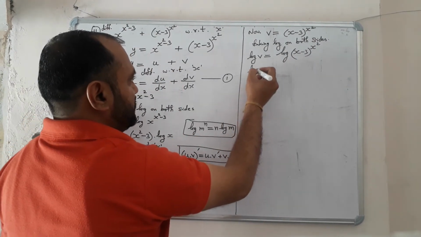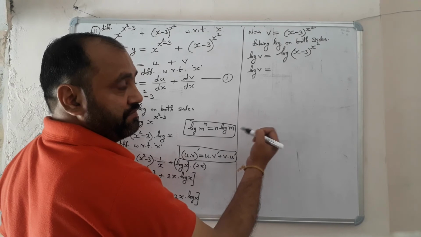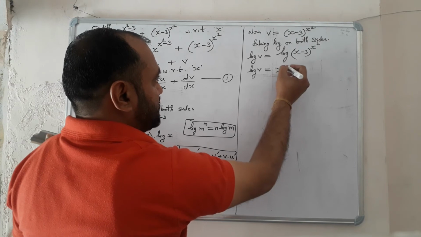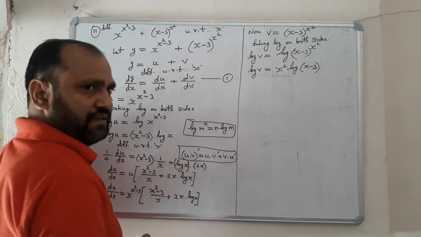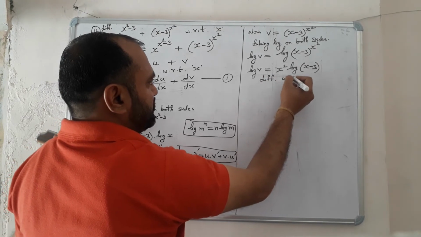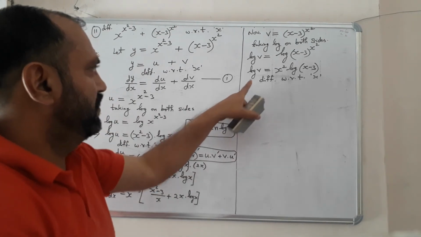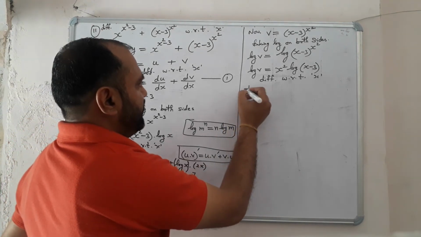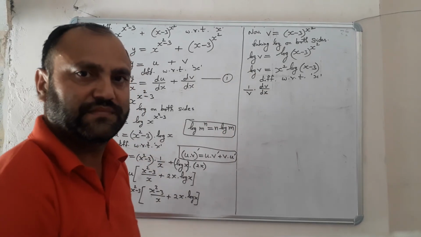So which gives, what is this value? What is the next step? This power will come to the front. So this becomes x square log of x minus 3. Now we are differentiating it. Differentiate with respect to x. So what is the differentiation of log v? The differentiation of log v is 1 upon v into dv over dx.